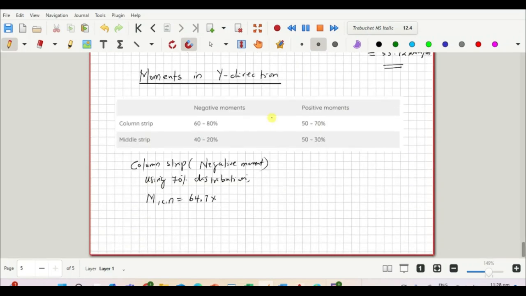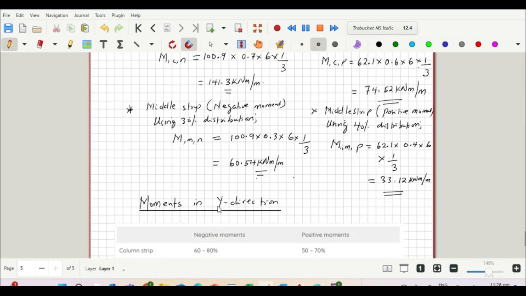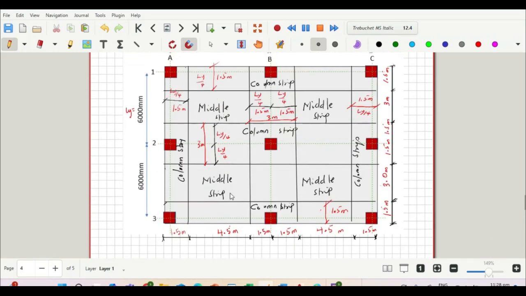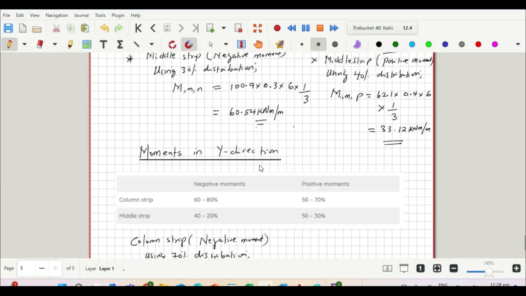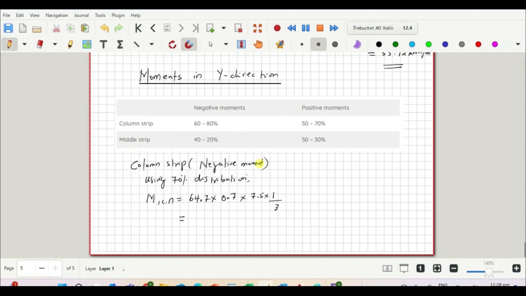64.7 multiplied by the percentage, which is 0.7, multiplied by the span. In this case, the span is 7.5, multiplied by 1 on the width of the column strip in the Y direction. That is also 3 meters. And if we solve this, we'll have a moment of 113.23 kilonewton meter per meter. So that is for the column strip.